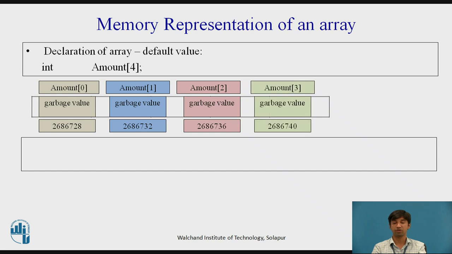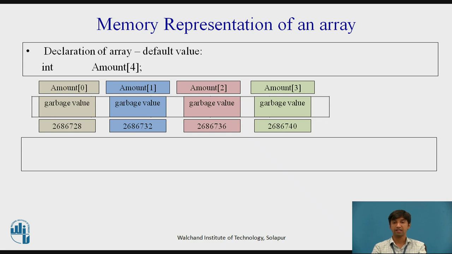So it will be amount[0], amount[1], amount[2] and amount[3], and there will be different address locations like 2686728 for amount[0] and 2686732 for amount[1], 2686736 for amount[2] and 2686740 for amount[3]. So these are the different address locations.